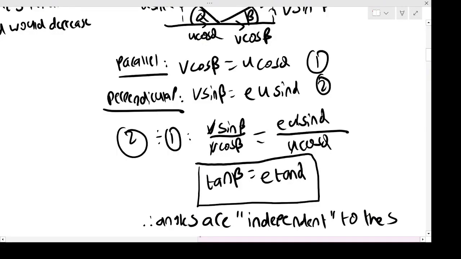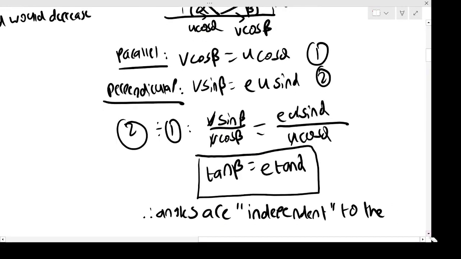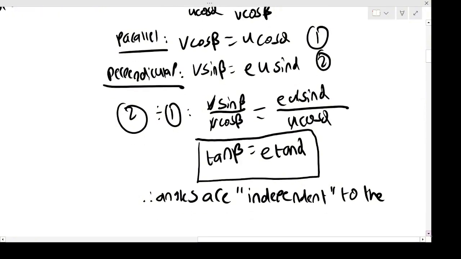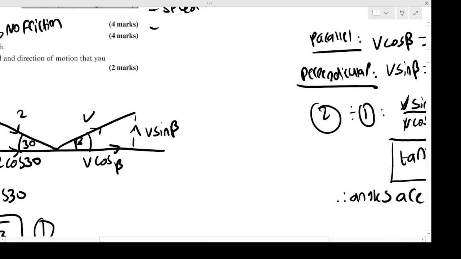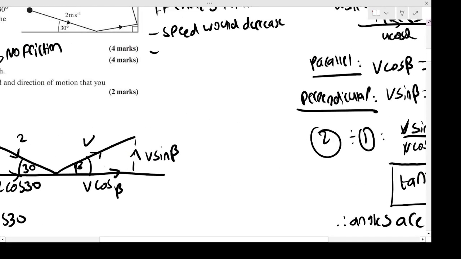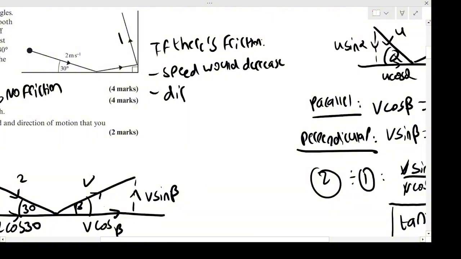You can see it in this equation here, right? To work out any of the angles, it doesn't involve any of the speeds, because tan beta is e tan alpha. Hopefully you can see that we can solve for the angles without involving the speeds. And so the direction of motion, or the angle, would not change if there's friction slowing you down. And there we are.